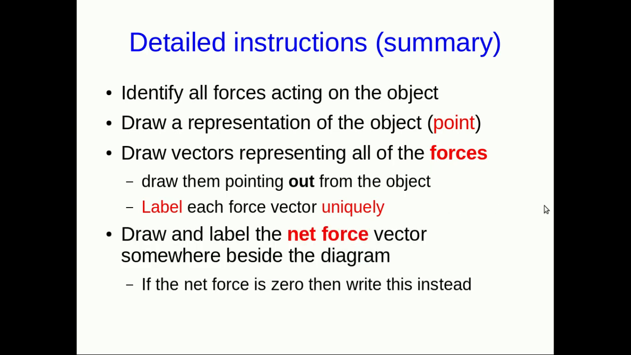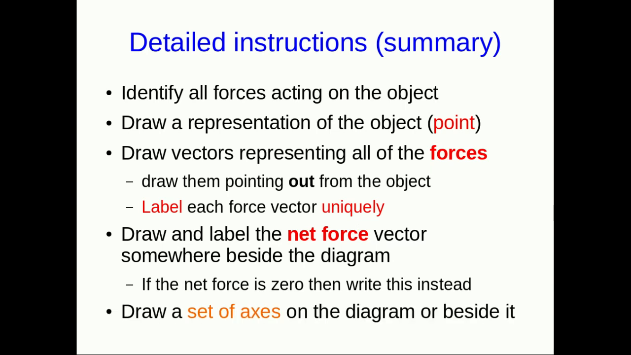Then you draw and label the net force vector, and you don't attach it to the diagram because it is not a force on the object. It's the sum of all the forces on the object. So you put it somewhere beside the diagram. And if you think the net force is 0, then you write that down instead of drawing the net force vector. And finally, you draw a set of axes on the diagram or beside it, whatever your preference is.